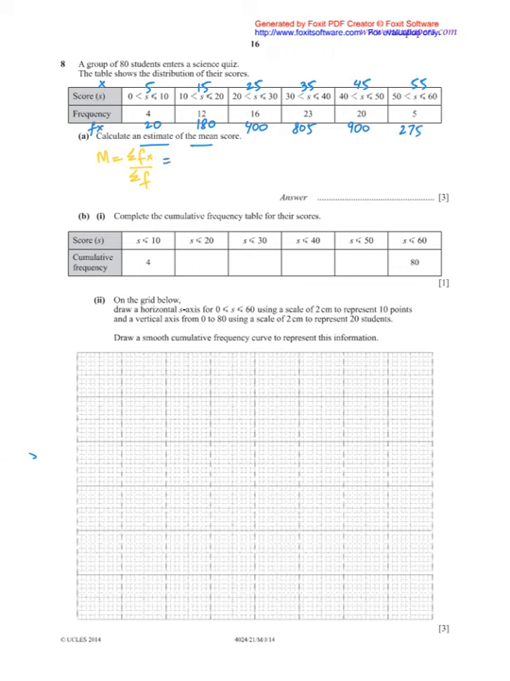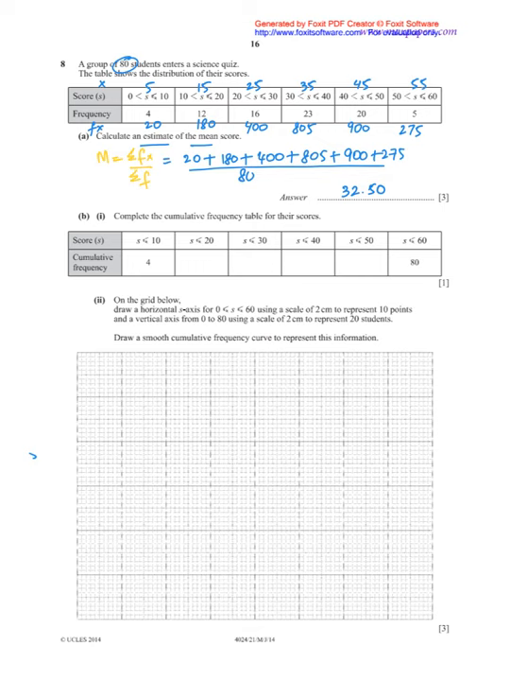Now you need to add all those values. So 20 plus 180 plus 400 plus 805 plus 900, and the last one, 275, divided by the total frequency you have, which is 80. So when you add and divide by 80, you will get the mean, and that is 32.50. That is your answer.